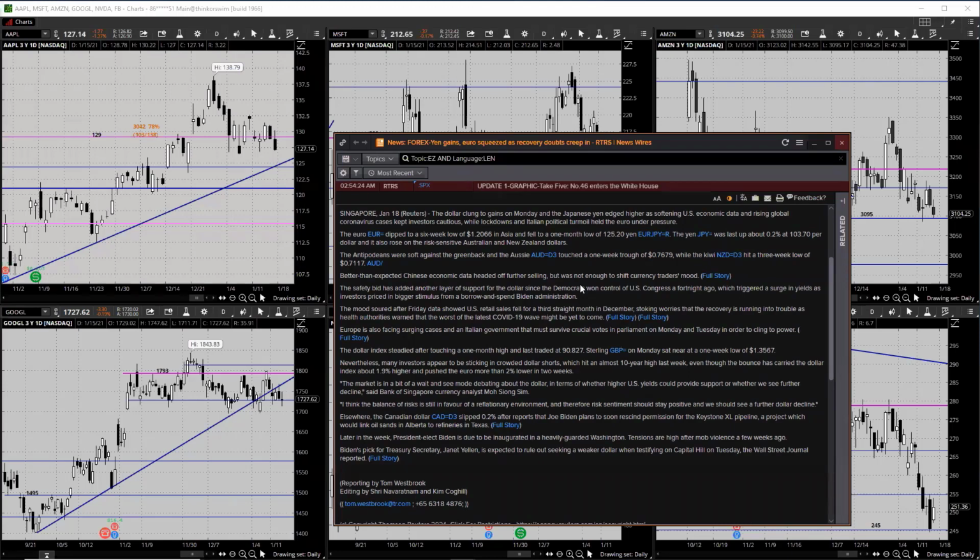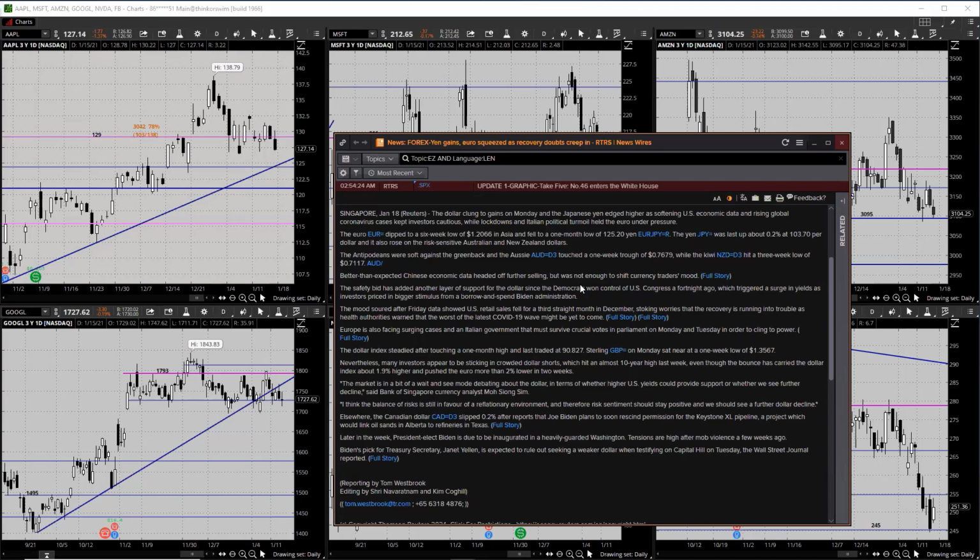Better than expected Chinese economic data headed off further selling, but was not enough to shift currency traders' moods. The mood soured after Friday's data showed U.S. retail sales fell for a third straight month in December, stoking worries that the recovery is running into trouble, as health authorities warned that the worst of the latest COVID-19 wave might be yet to come. Yeah, they're expecting actually 500 deaths by February. Europe is also facing surging cases, and the Italian government must survive crucial votes in Parliament on Monday and Tuesday in order to cling to power.